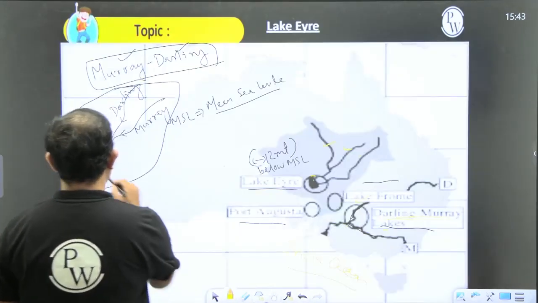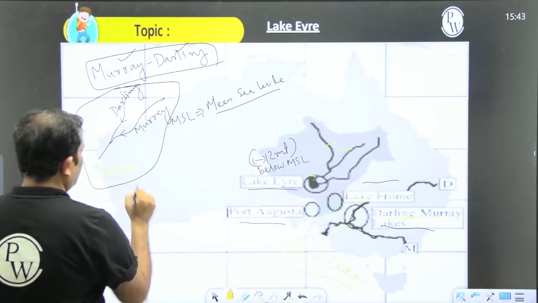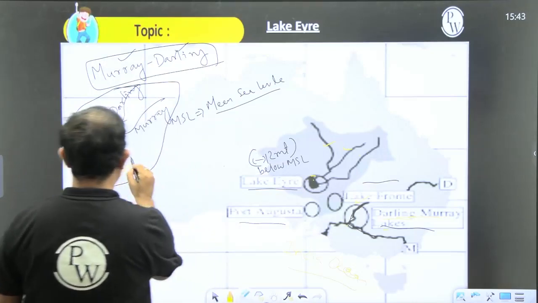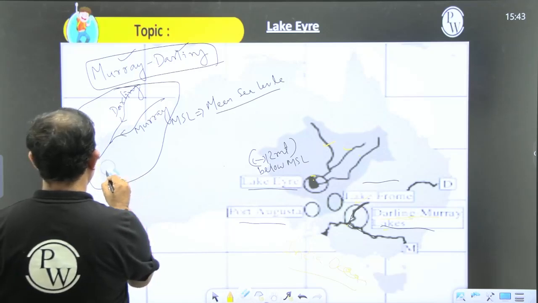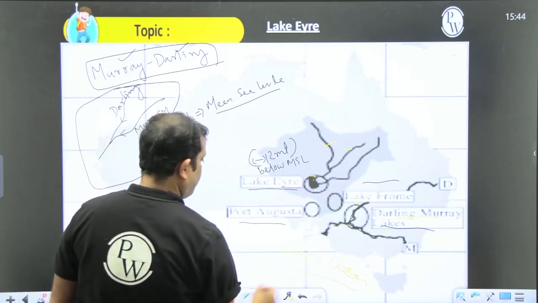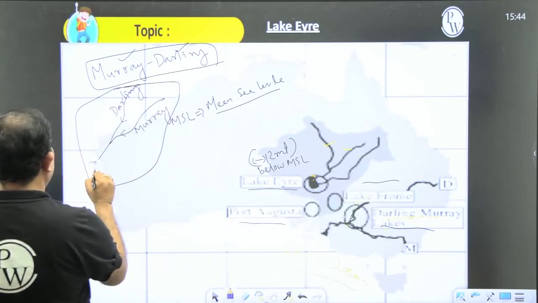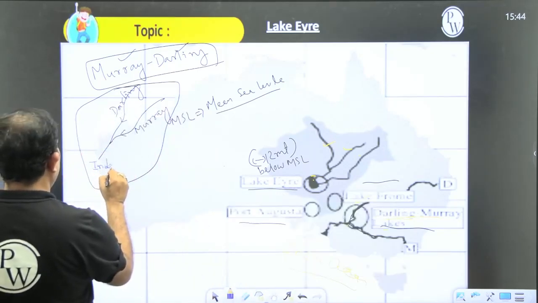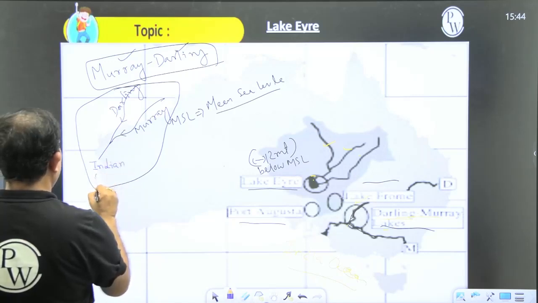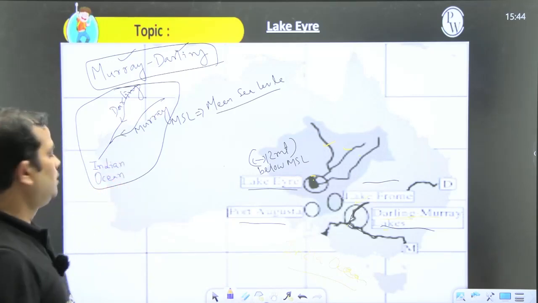So right here, this is the place of the Indian Ocean. If I change the color, that will be better to see. This is your Indian Ocean.